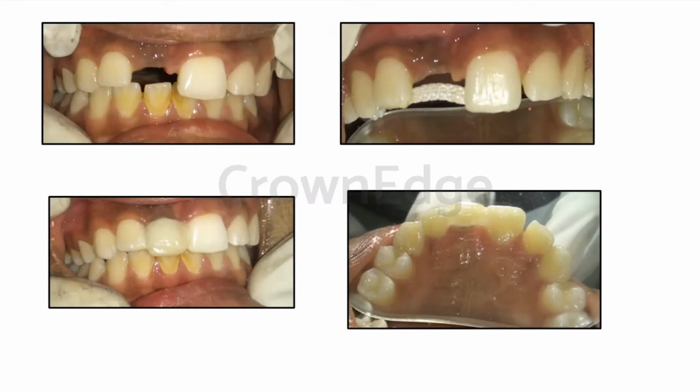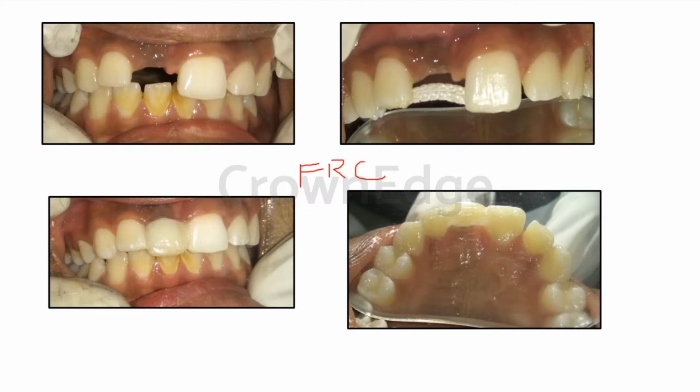Another thing we can do is something called an FRC. FRC is nothing but a fiber reinforced bridge. This can be used as a conventional treatment until a definitive treatment becomes possible. As in, you can see the anterior tooth is missing over here. You are planning for an implant, but you want the bone to become slightly better.